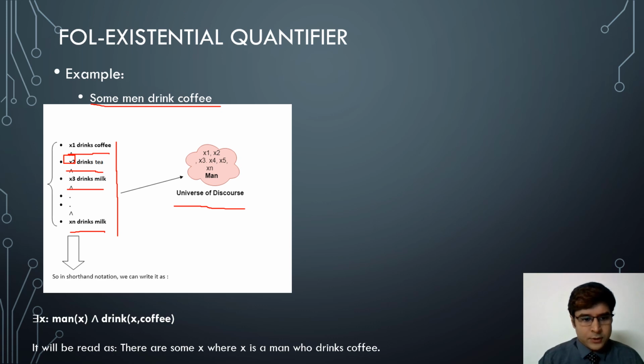Here all these are known to be true statements, since they are connected by an AND operator. So in shorthand we can write it as: for some x where x is a man, x drinks coffee. It will be read as: there are some x where x is a man who drinks coffee.